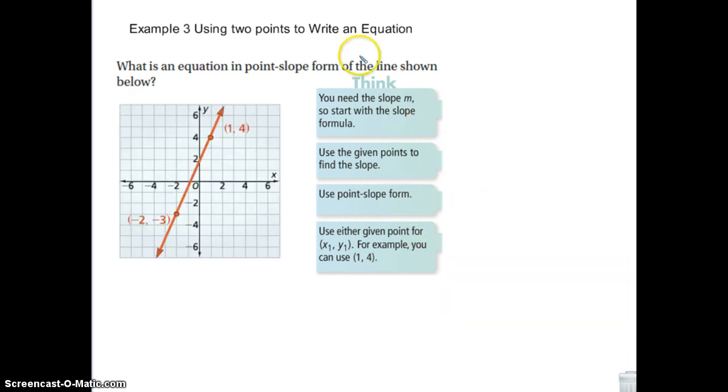Just like we have been doing, I want you to try this one on your own and see if your answer matches up with mine. Go ahead and pause it and just check in with me when you are done.